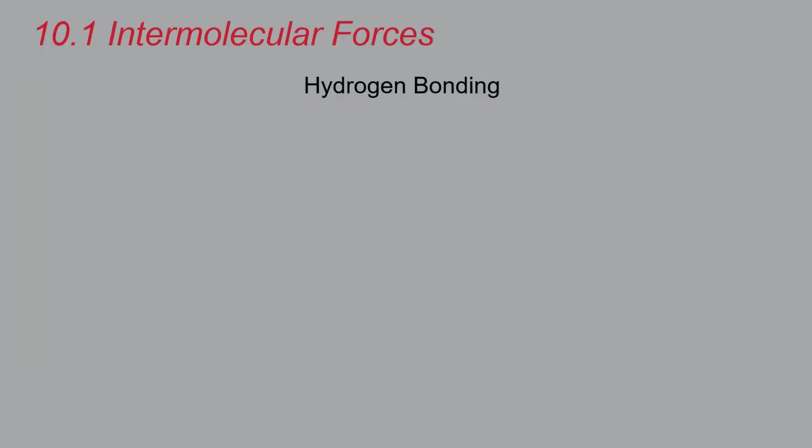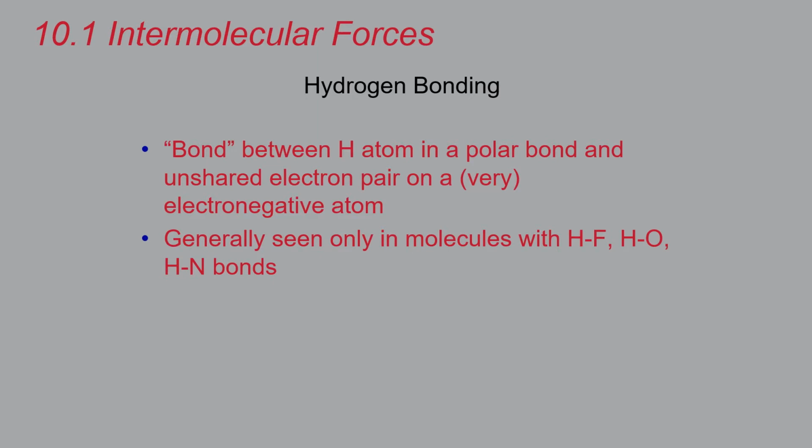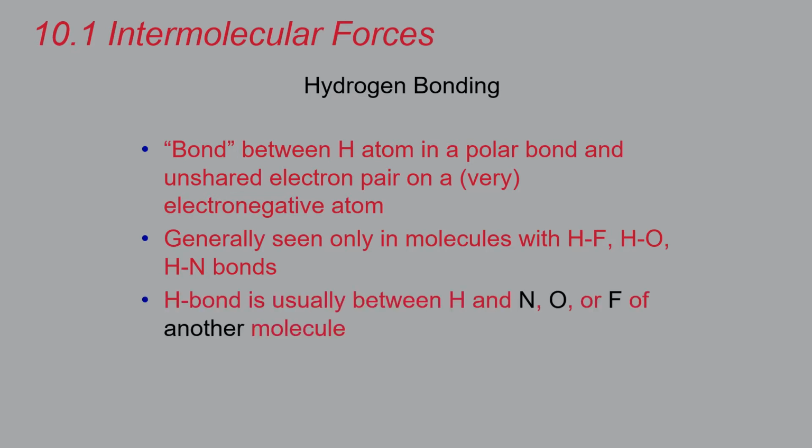But these are special, and this is something called, imaginatively enough, hydrogen bonding. And you will note the quotes here, a quote-unquote bond between the hydrogen atom of a very polar bond, like our OH bond, and the unshared electron pair of an electronegative atom that is nearby. This is such a rare occasion, and the polarity needs to be so great that generally you only see these with HF, HO, or HN bonds. So just remember those three: fluorine, oxygen, and nitrogen. The actual interaction is usually between a hydrogen atom of a nitrogen, oxygen, or fluorine and a different neighboring molecule.